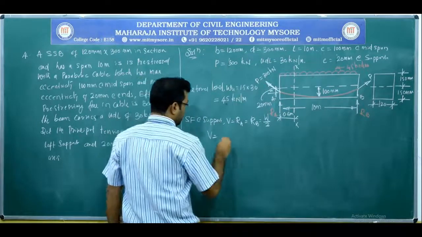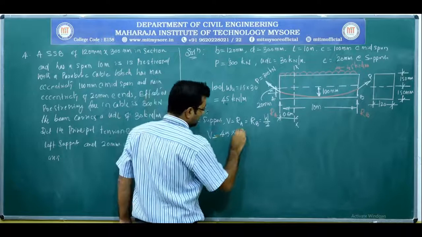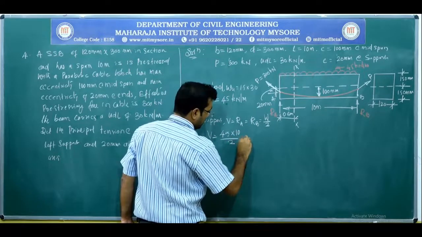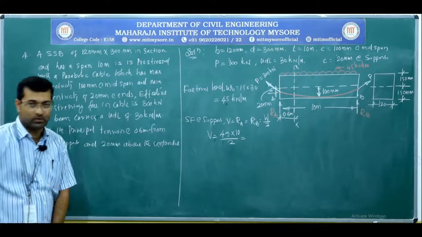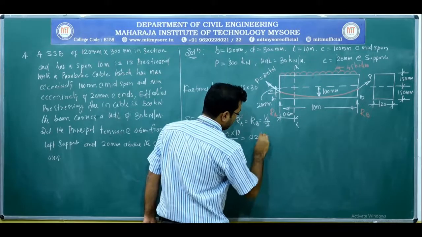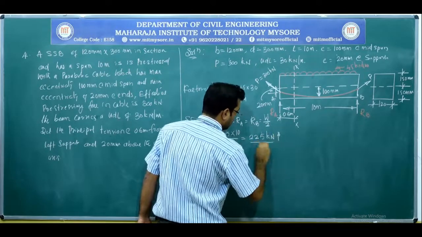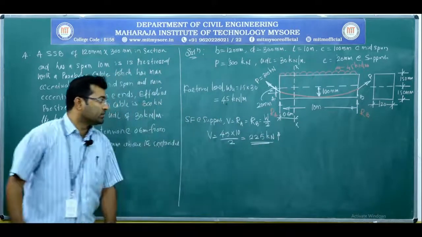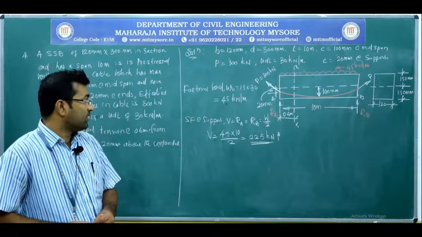Right. So it is 45 into the span, which is 10 meters, divided by 2. So the shear force will be about 225 kilonewtons, which is acting vertically upwards. So this much is the shear force acting at the supports.